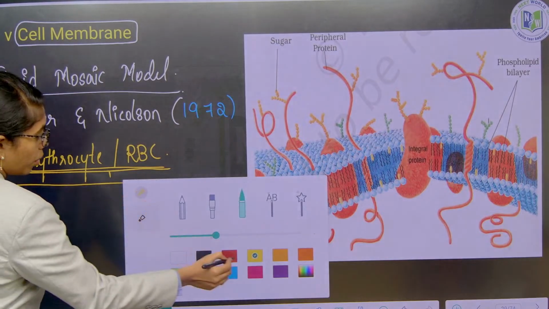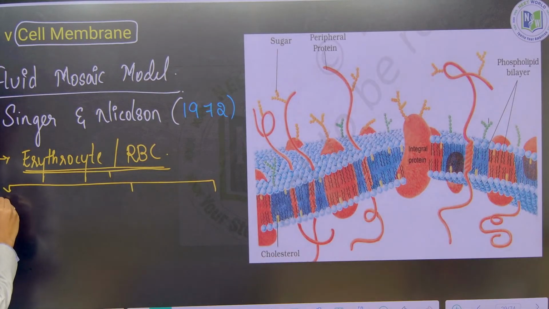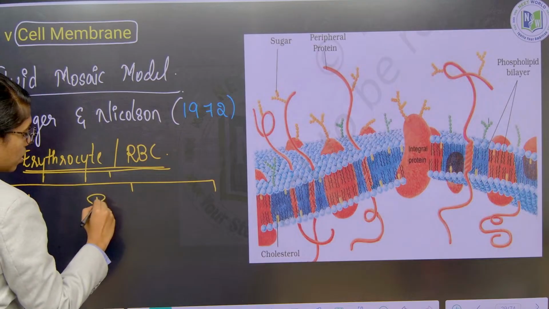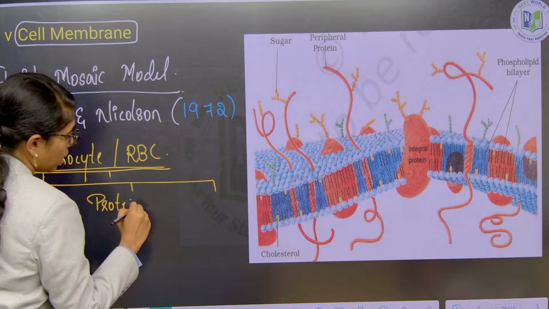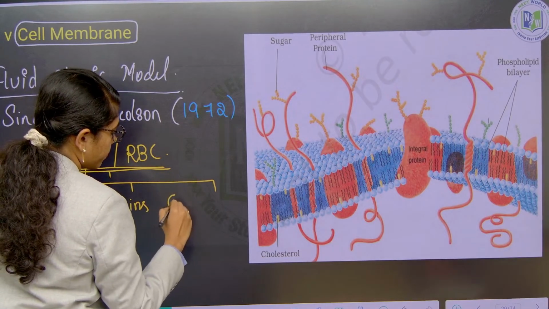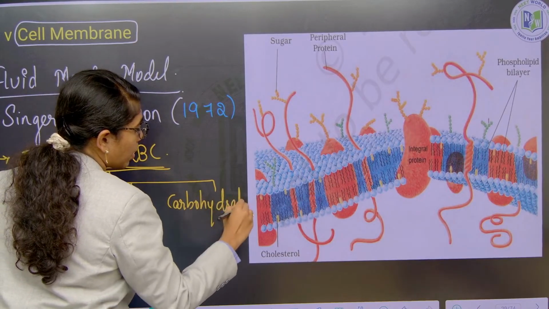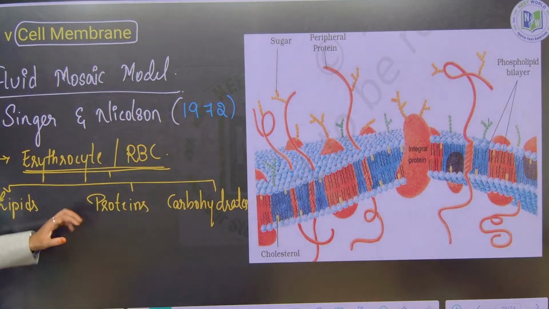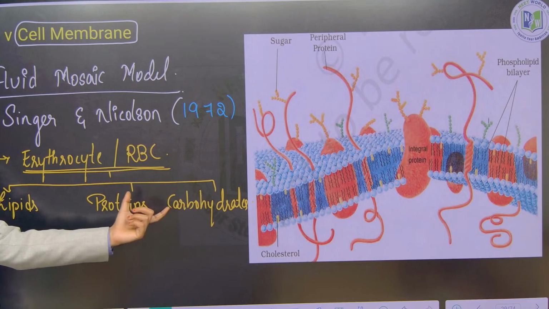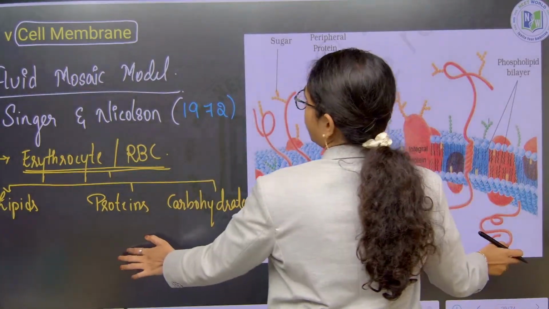52% of proteins, it consists of lipids, proteins and carbohydrates. What are the three components of cell membrane? Lipids, proteins and carbohydrates. Lipids are amphipathic in nature.